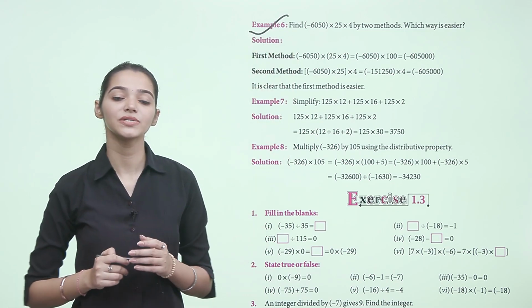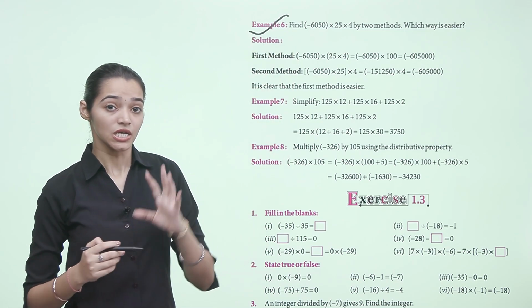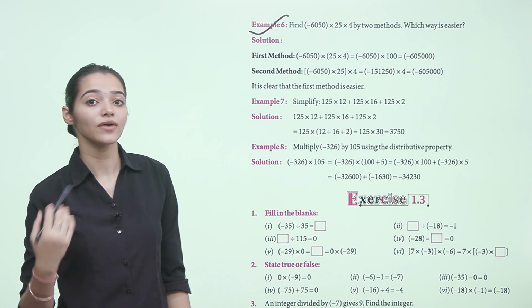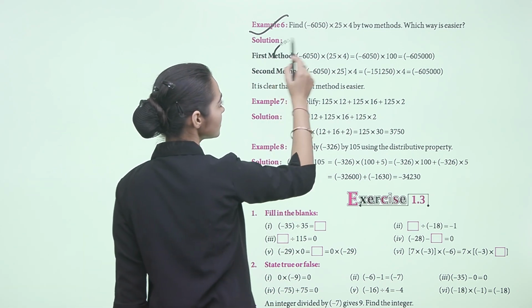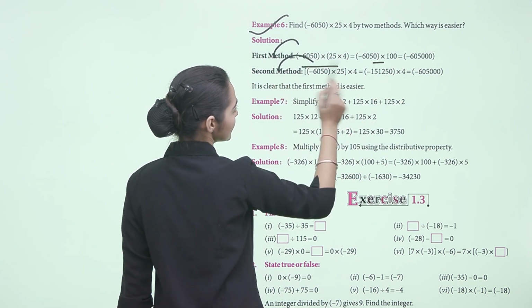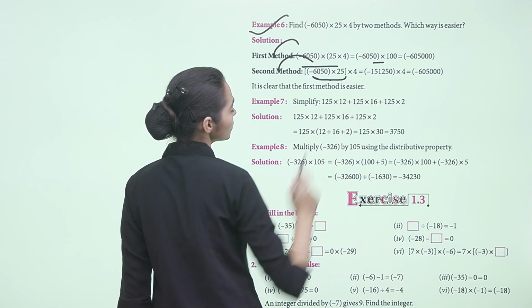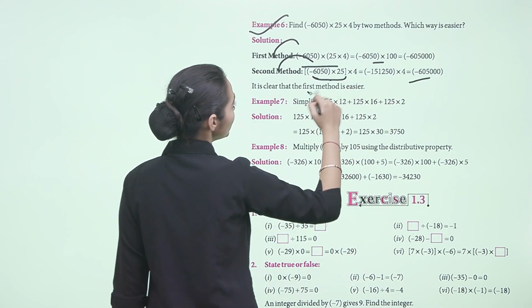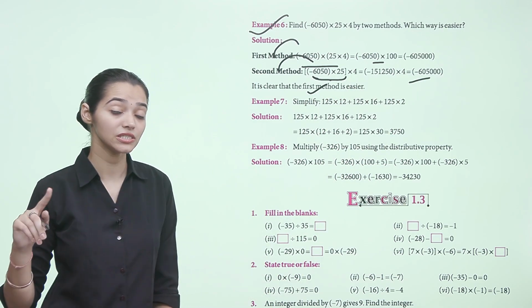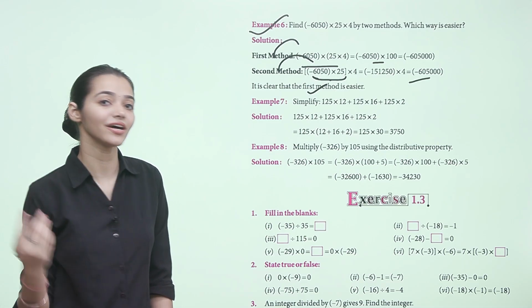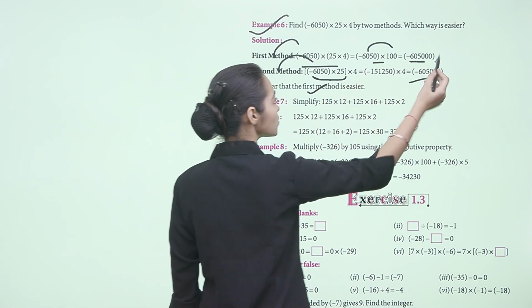Now let's look at example number 6. Here we have to find the answer by two methods. Now you have to tell me which way is easier. First method is when you multiply it directly, and second method is when we multiply it by 25 and then by 4. So we can see that our first method is easier, as 25 into 4 is 100, and then we can directly add 2 zeros to it.